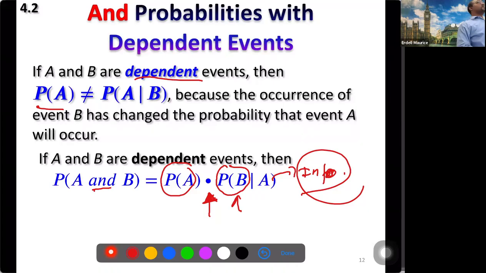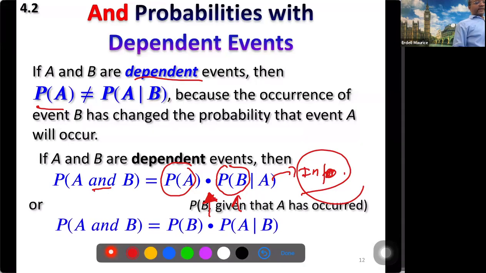All right, so let's see an example. The formula also works backwards. They should actually have written this right here, the probability of B and A. They should have written it backwards. I don't know why they didn't. But if it's two things happening, it doesn't matter which order they're happening. They happen at the same time, so it doesn't matter.